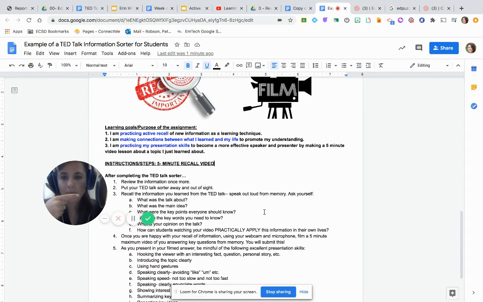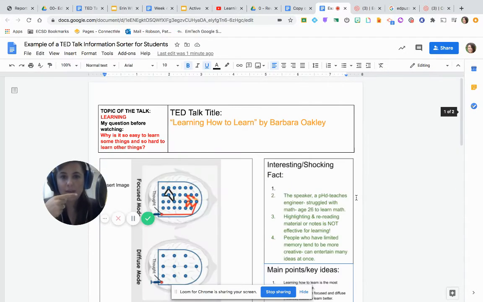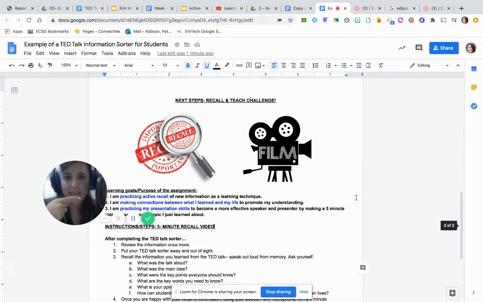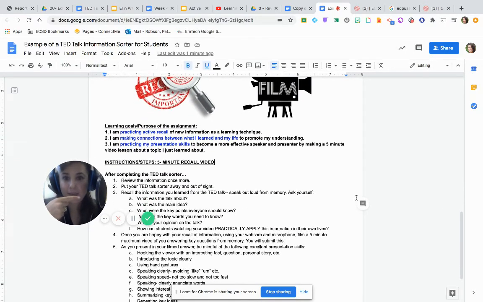There are a few steps to follow. After you've completed the TED Talk sorter, you're going to review the information once more, and then for recall, you have to actually hide the information so you can't see it. That's a key. And then you have to practice your speech. Practice your speech by actually talking out loud and answering questions based on what you learned from the TED Talk, so you can find out which areas you're weak in and which areas you're strong in. So I'm going to show you what I mean by this.